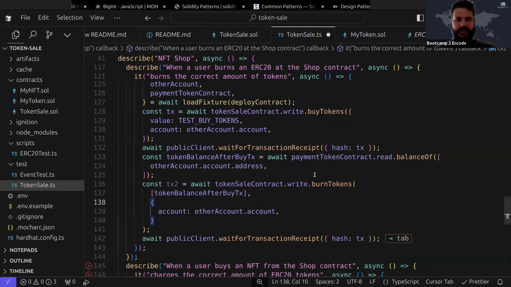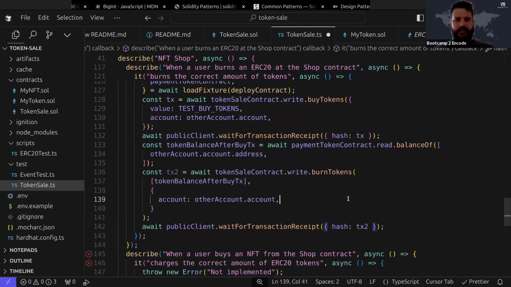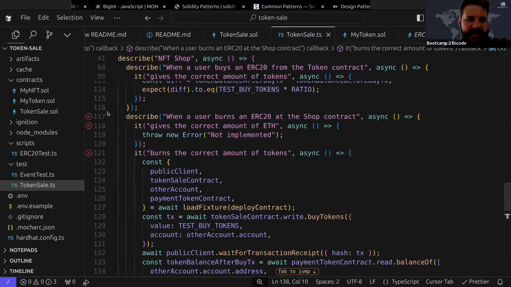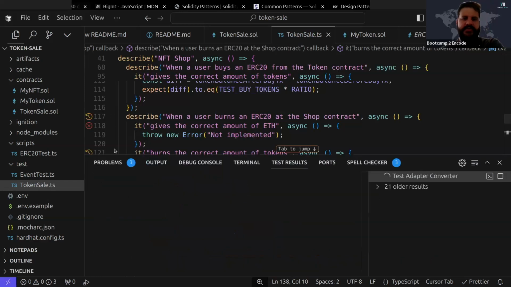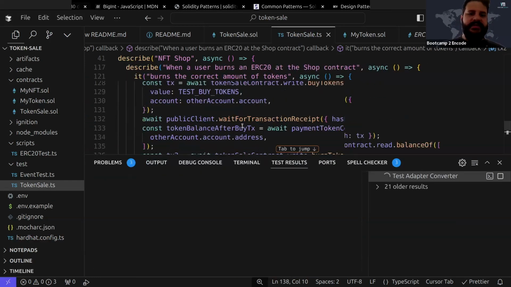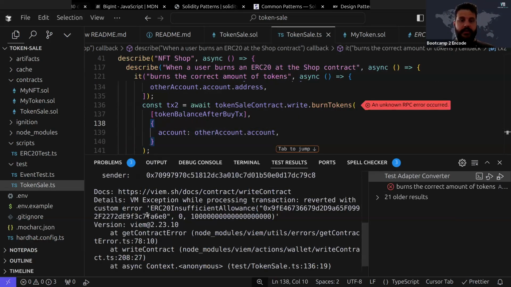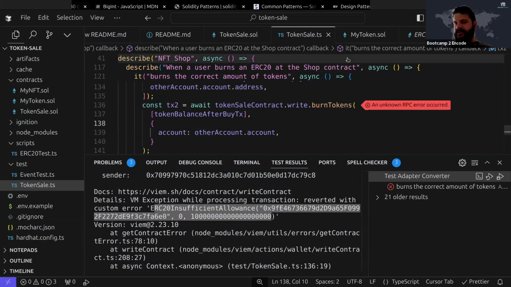Now it's correct. So this is going to give me one problem. Let me test this here for showing the problem. It's going to say, I don't have enough allowance. I did not allow anyone else to expend my money. And this is a good error: insufficient allowance. Someone is trying to burn these tokens from me and I didn't allow it first.